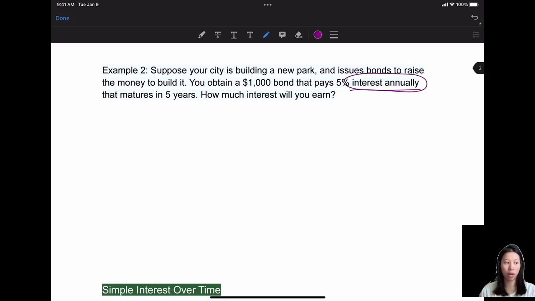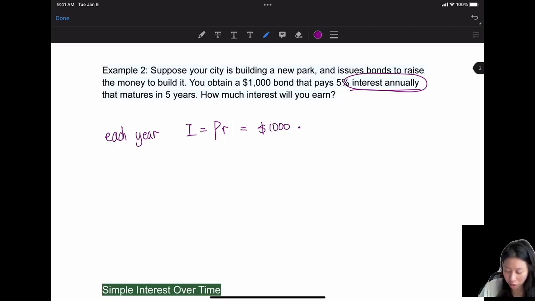You need to think about how much interest you will earn in your first year. So each year, the interest you're going to earn is the principal times the rate. The principal is 1,000 times the rate 5%, which is 0.05. So each year you're going to make $50, right?